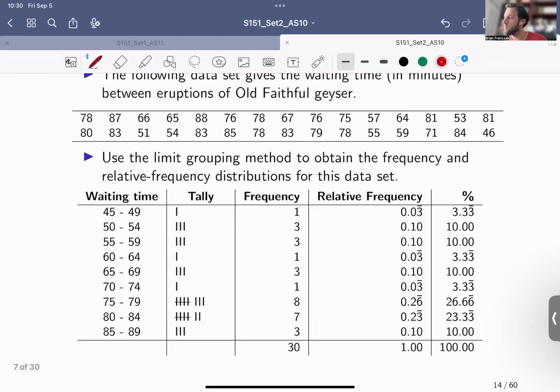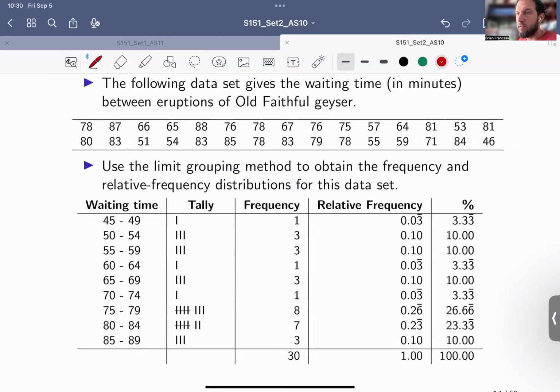So for example, here we have a discrete quantitative data set that has a high number of unique values and low repetition at each value. So this is an illustration that we would want to use limit grouping for. Now, you can see here the data is not ordered, but we choose the lowest possible limit to be 45, and we choose the highest limit to be 89. And then what we're doing is we're simply moving up by values of 5.